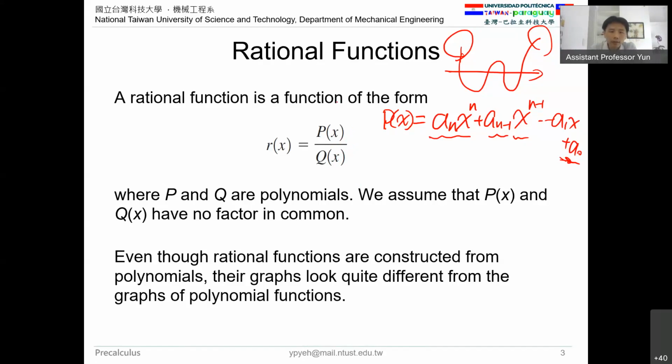But in the general case of rational functions, we assume that the p of x and the q of x have no more factors in common, which gives the final form of these rational functions. But later we will also learn, if some factors exist between these two, how we operate with these rational functions. Okay.